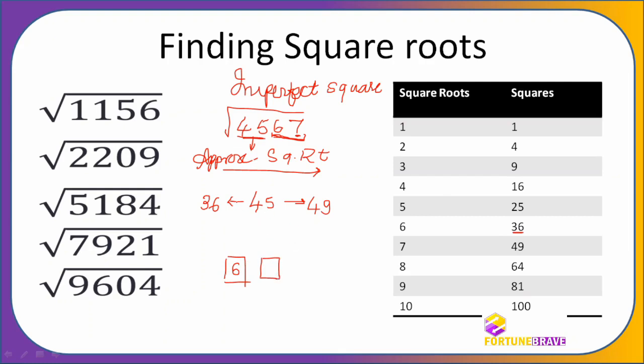So how much is it far from 36? It is 9 far from 36. And how much far from 49? 4 far from 49. Now the total is how much? 13. The difference between 36 and 49 is 13. So almost 1.3 should be the next number.